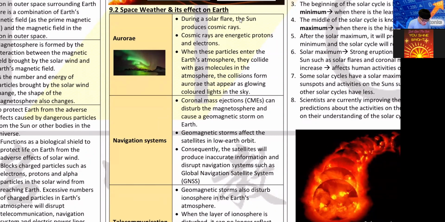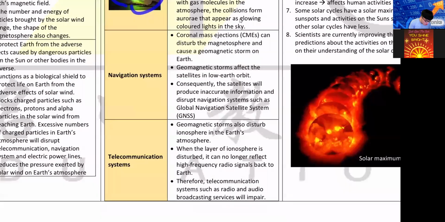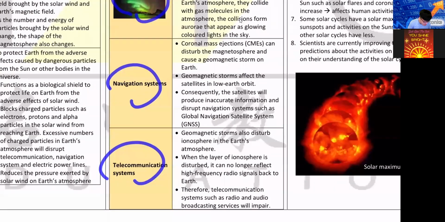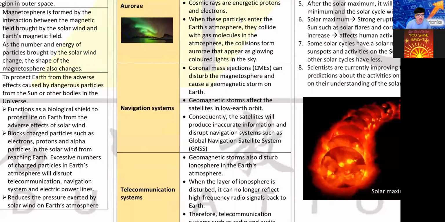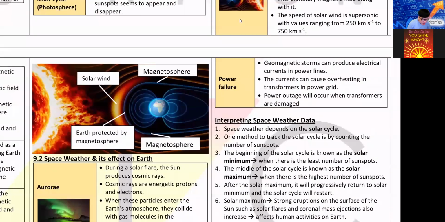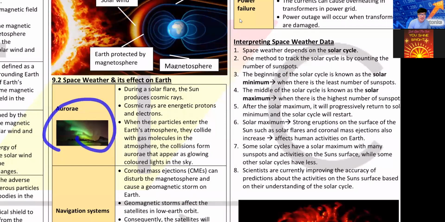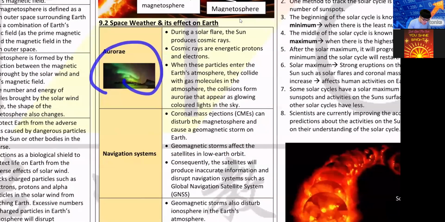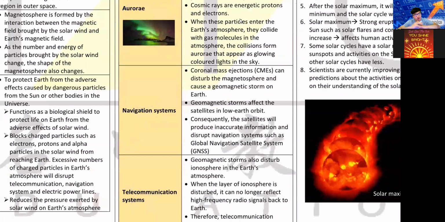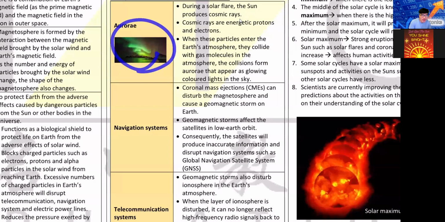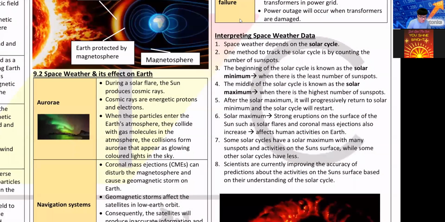So this is a very beautiful thing, but not for our navigation system and telecommunication system. If a solar flare is strong enough, it will disrupt your GPS and your telecommunication system. That means you can't make calls. It will also disrupt your power. But hey, it looks pretty. It screws up your power and GPS and all your communication. They all go haywire. But hey, at least you fail in style. Yay, you get beautiful lights. So that's your space weather data.